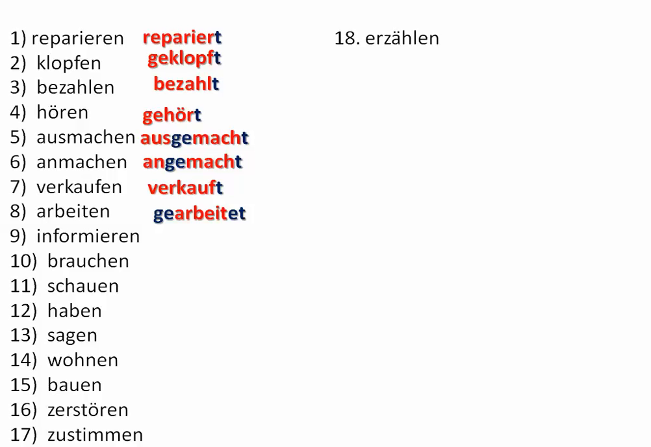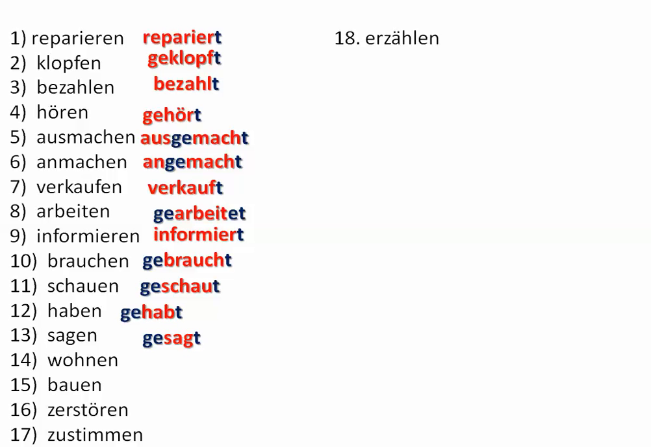Informieren is another verb, just like Nummer 1, reparieren. When a verb ends in ieren, just add the t, informiert. Brauchen is to need. So we want to form the past participles, just gebraucht. Schauen is to watch. Geschaut. Haben. Gehabt. Sagen. Gesagt. Sagen is to say or tell.